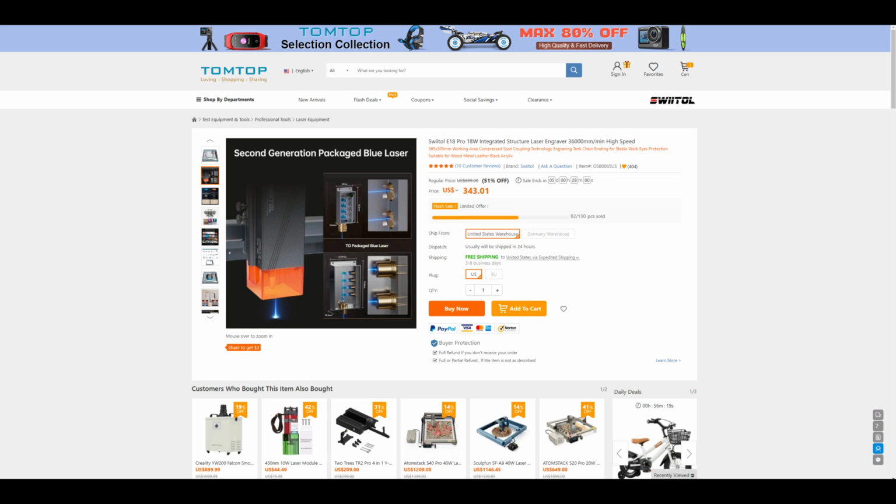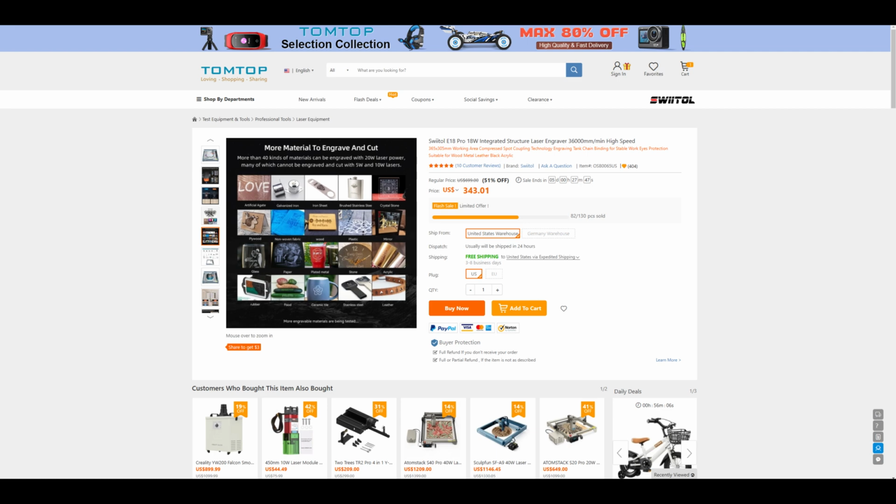The Swiitol E18 Pro isn't perfect, but it does get the job done. If you are mostly interested in cutting performance at a very low cost and you aren't bothered by darkened edges, then the E18 Pro could be the workhorse that you're looking for. If you need more pristine engraved surfaces, then you should give the E18 Pro a pass.